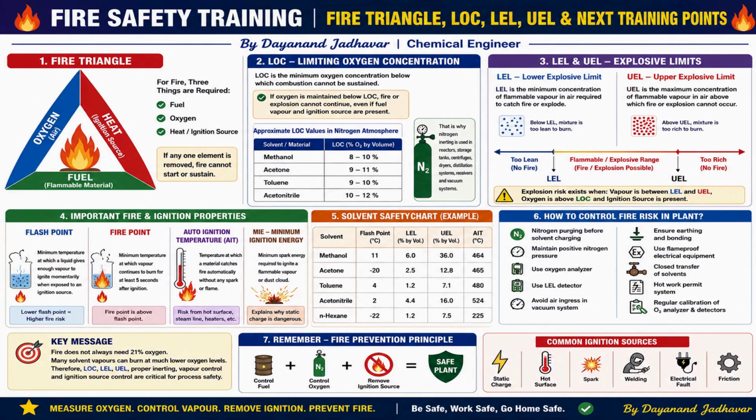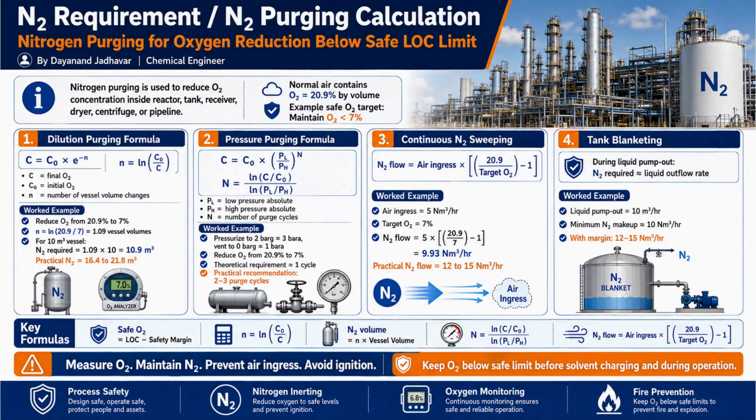Some important fire properties are flash point, fire point, auto ignition temperature, and minimum ignition energy. Lower flash point means higher fire risk. Auto ignition temperature tells us when material can ignite without spark. Minimum ignition energy shows why static charge can be dangerous.